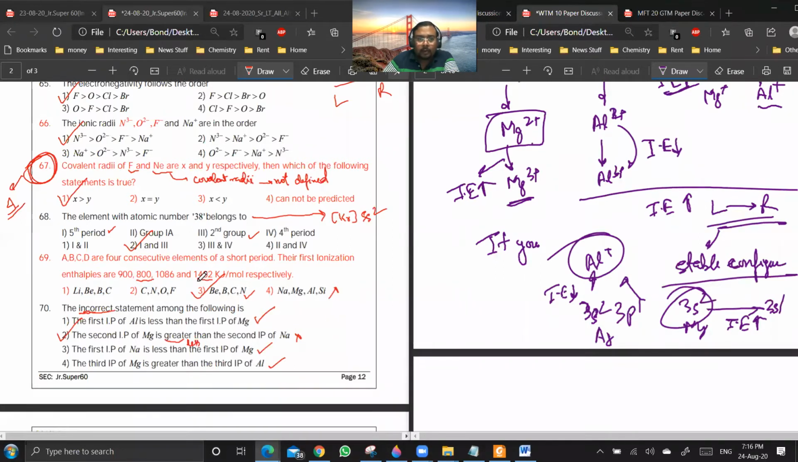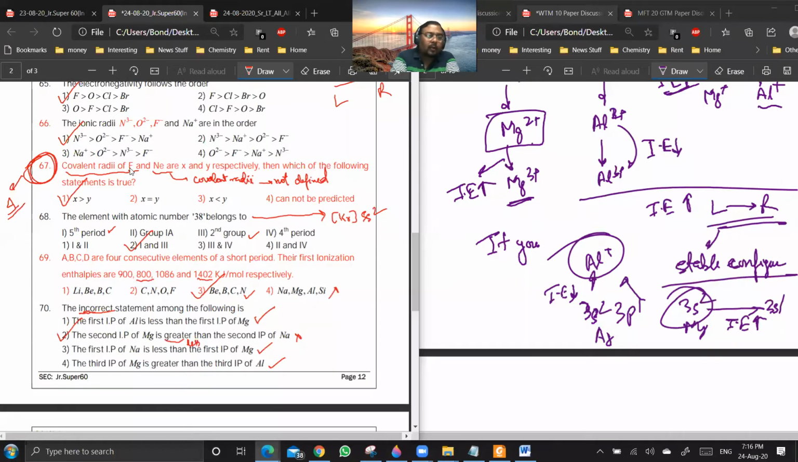Sir, once explain. 67th one, why can't we think that neon is van der Waals radius? Like we know the question now, sir. No, see, they have given that covalent radius. If answer is cannot be predicted, then it means that in question there is no sufficient information. But the given information is wrong, no, sir. Why can't we think that neon is van der Waals radius and put the answer as 3?